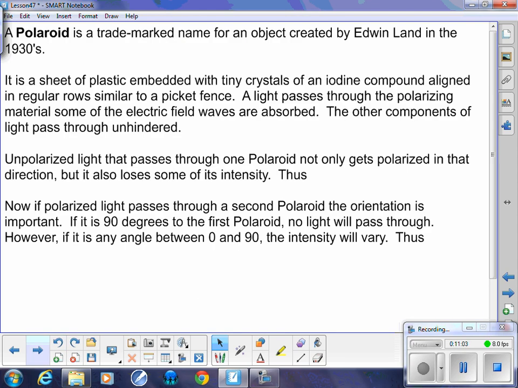So Polaroid is really a trademark name. It's one of those official names that exist out there, and it was created by a gentleman named Edwin Land in the 1930s. I'm just going to go through it quick here. You can read it for yourself, but it's just a sheet of plastic embedded with tiny crystals. The crystals are aligned into rows similar to a picket fence. Those crystals are what create the slits or allow the light to pass through or not pass through. Unpolarized light that passes through a Polaroid not only gets polarized, but it also loses some of its intensity.